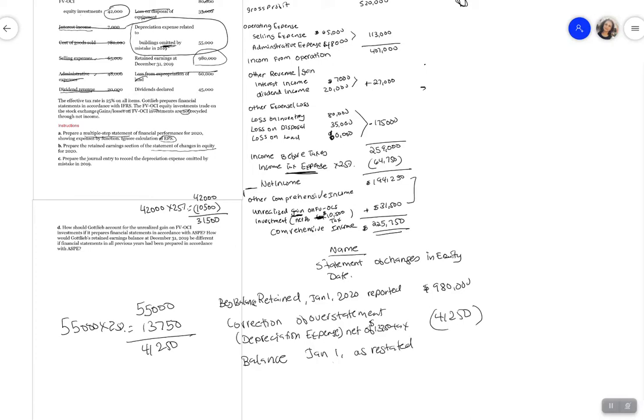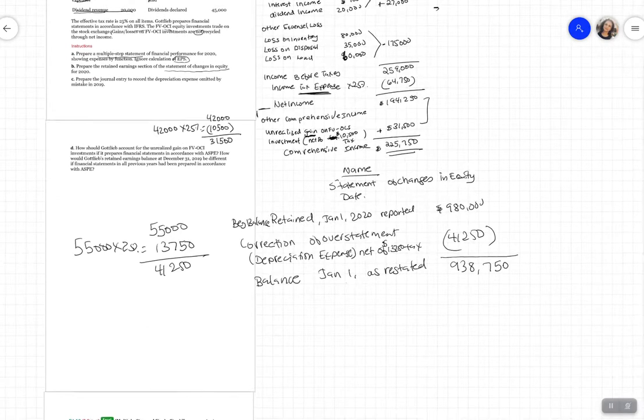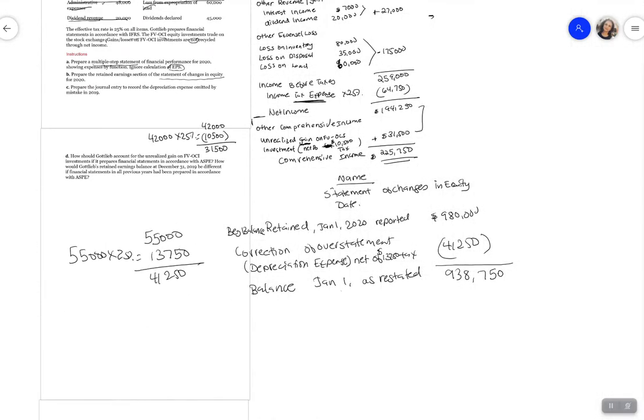So in this case, that's the balance on January 1st as restated, and that is your 938,750. Starting from this point, you just complete your retained earnings as you normally do. If there's any, you add your net income and you subtract your dividends.